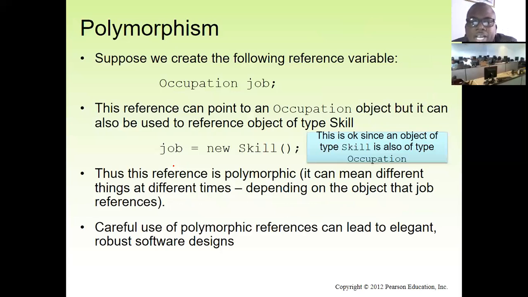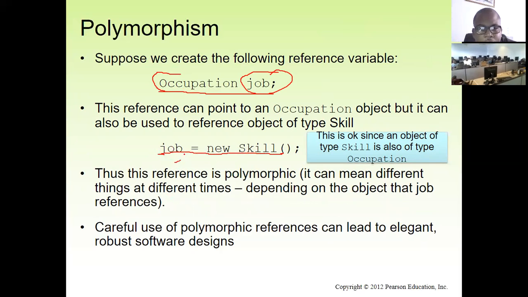So suppose we create the following reference variable. Notice this is a reference variable. We haven't had an object as yet. See that, right? So we create a variable called job, which is of type occupation, but it's not pointing to an object as yet. So this reference can point to an occupation object, but it can also be used to reference an object of type skill, which is what we are doing here.